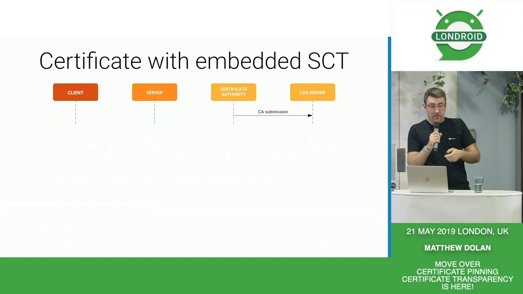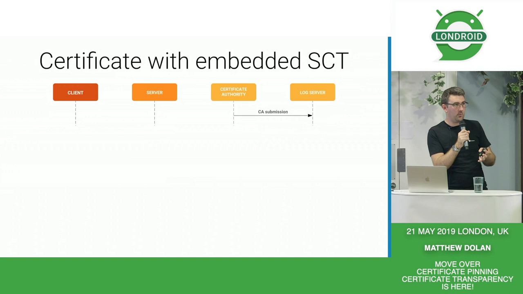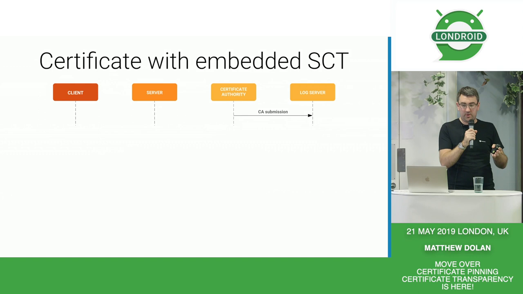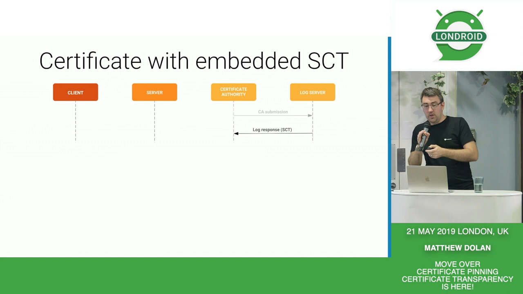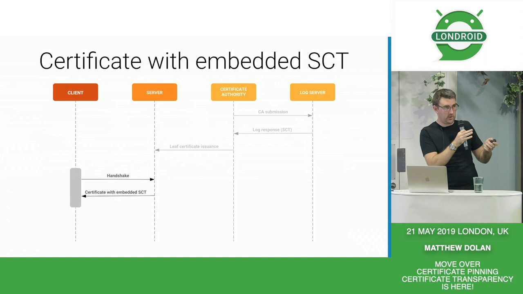Now, there are three different ways a client can receive signed certificate timestamps. I'm only going to talk about the most common one, which on the top million sites is on about 80% of them. Generally, the process works something like this. You ask a certificate authority for a certificate. They generate a pre-certificate. That gets sent to the log server. The log server will generate that signed certificate timestamp and return it to the certificate authority. They then create a certificate from that pre-certificate and that signed certificate timestamp, bundle the two together, and that's what's returned to your server, and then that's what you return to the client in your handshake.